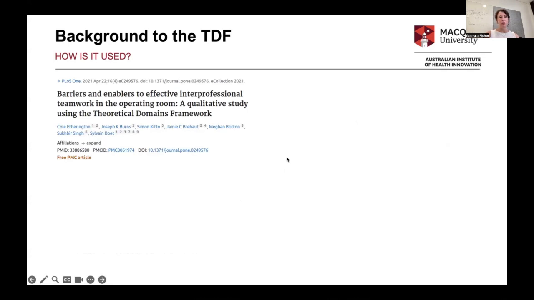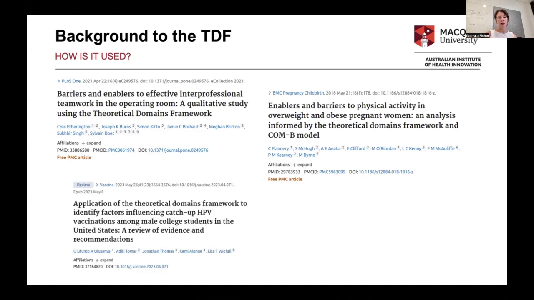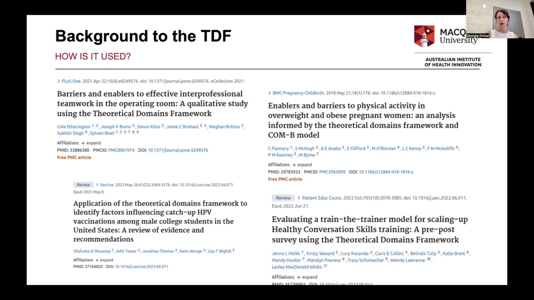So just a little bit of an overview of a few studies that have used the TDF. It's been looked at in professional teamwork in operating theatre, looking at barriers to physical activity in pregnant women, influencing vaccinations in the States, and also training skills in train the trainer models to ensure that knowledge gets put into practice.